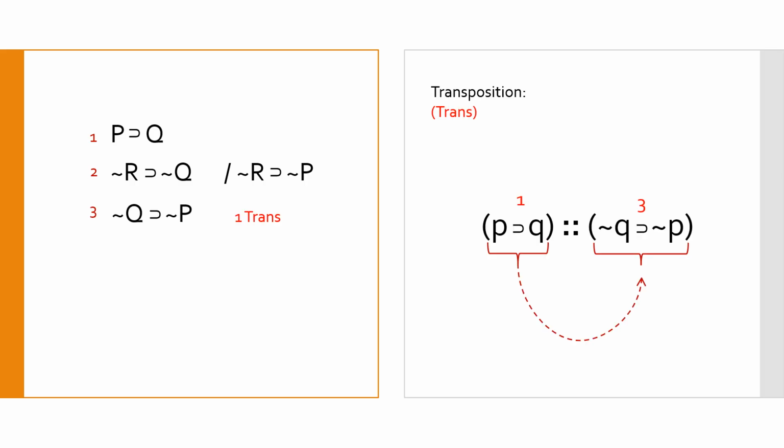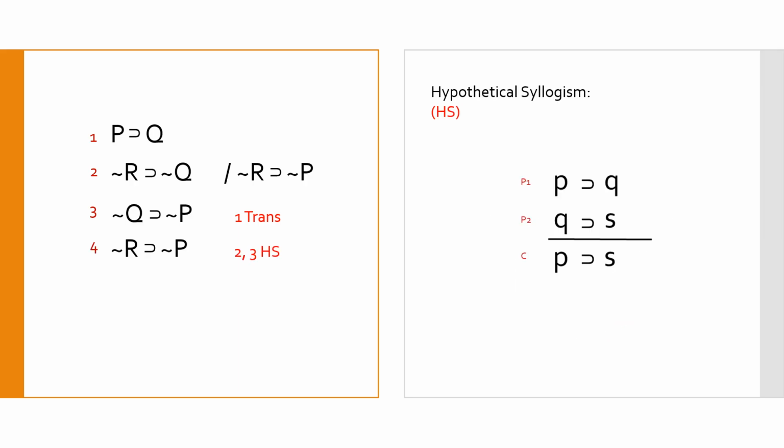If I transpose the first premise, which is if P then Q, the result is that I get if not Q then not P, and those are logically identical. And so in this case, what we find is we get the second and third lines working together will produce a hypothetical syllogism as well.